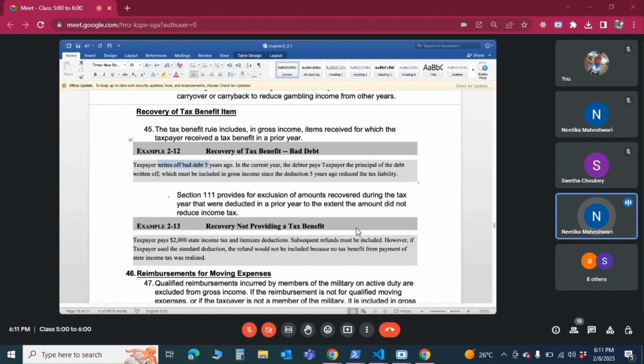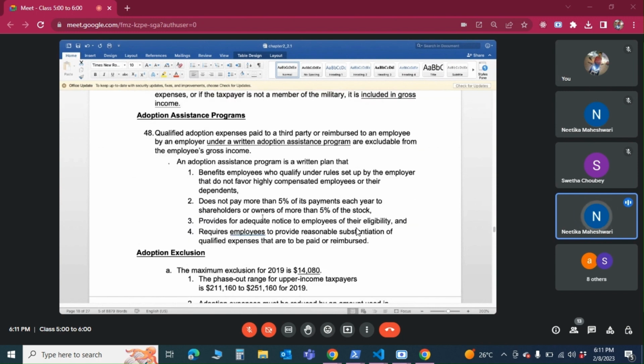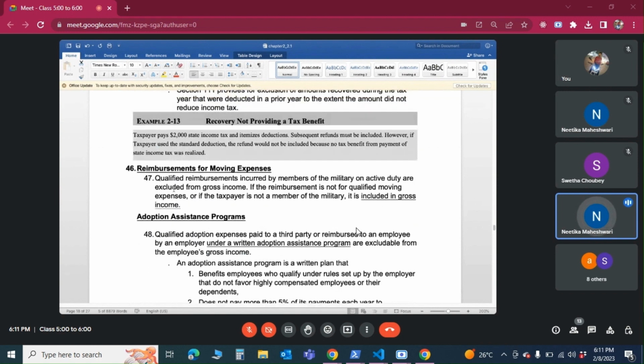Okay, so we'll just stop here. Let's just go over these couple. We'll just finish up this part also. This is very small. Reimbursement for moving expenses.